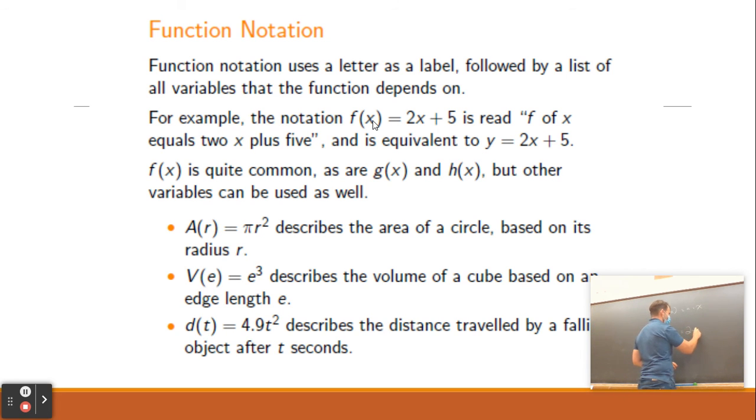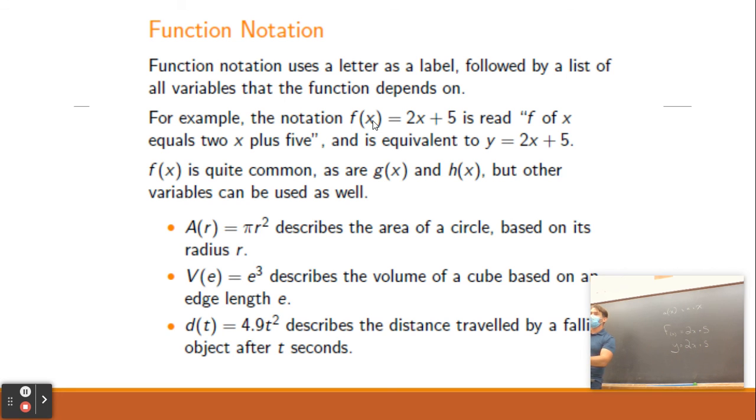The function could be 2x plus 5. So the way I read that is f is a function of x, or f of x is equal to 2 multiplied by x plus 5. That'll be a line, just like we've seen before, and it would be effectively the same thing as y equals 2x plus 5. They're the same.